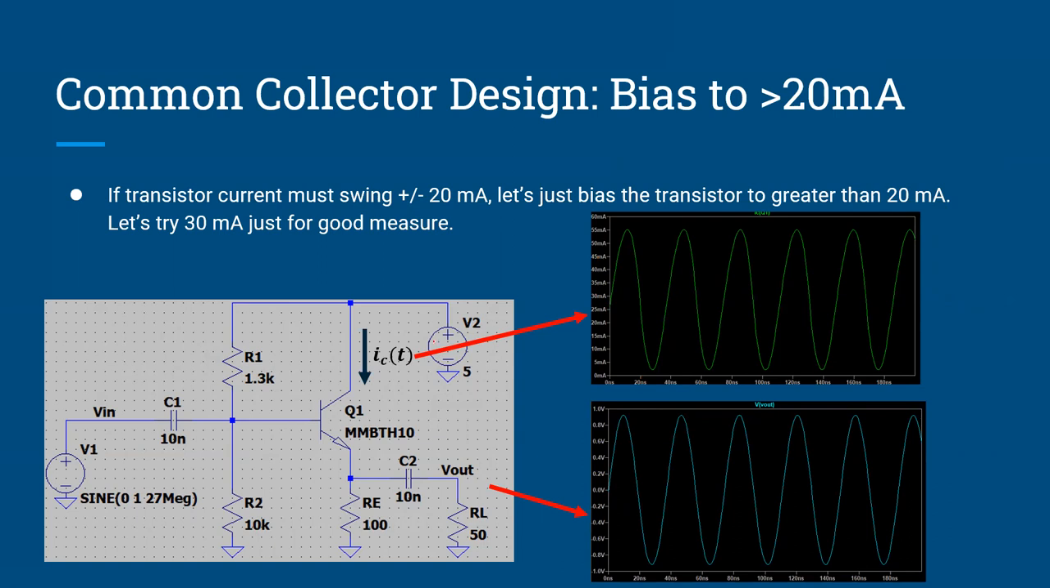So basically, you need to bias it to a higher current than you're trying to output, right? Exactly. Okay. And if you don't want any distortion on the output, there's really no way around that, unless you add extra stuff, which we'll see.